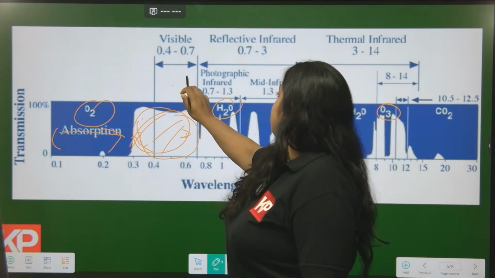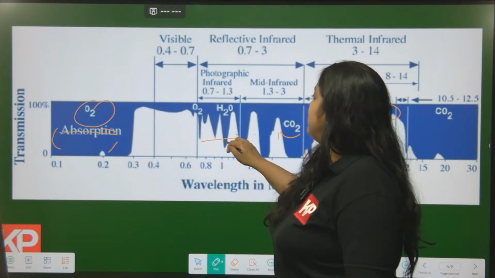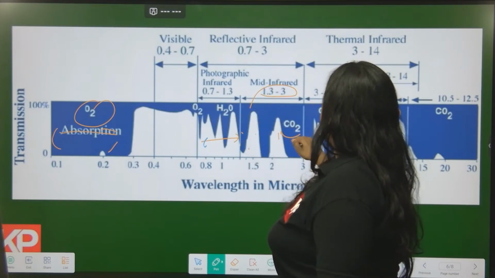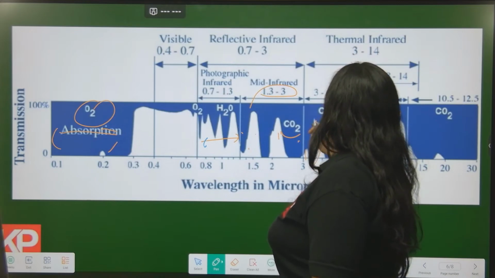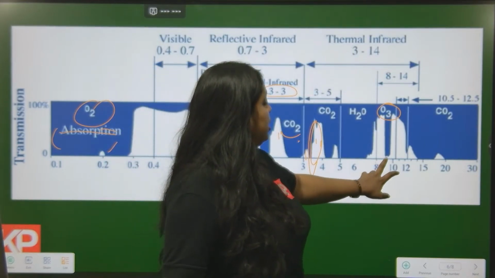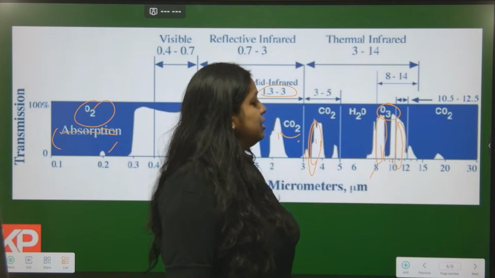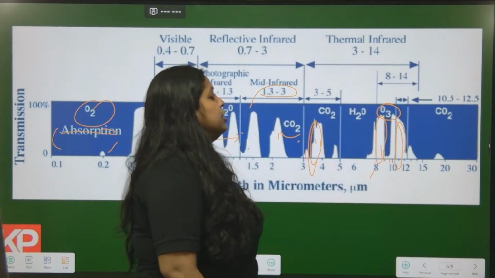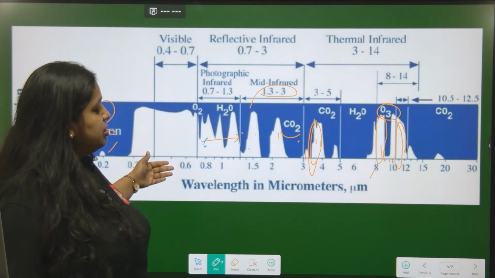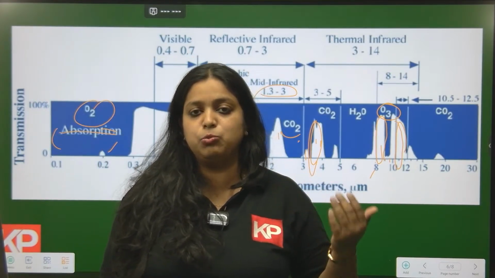So 0.4 to 0.7 is an atmospheric window over here. This is the photographic infrared part, 0.7 to 1.3. 1.3 to 3 is mid infrared. The 3 to 5 region, this small region, is thermal infrared. Here also 8 to 9 is a thermal infrared part. 10 to 12 also comes under the thermal infrared region. So for different remote sensing purposes, these are the windows present in the electromagnetic spectrum, the atmospheric windows.